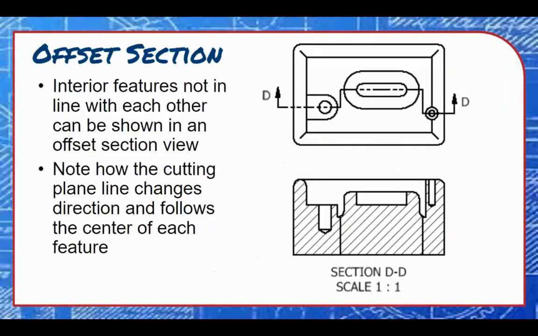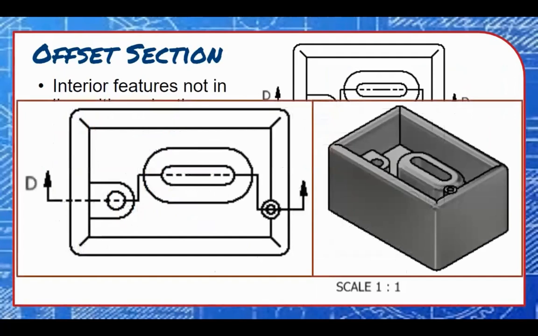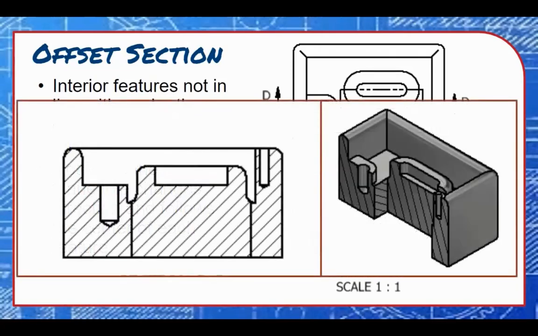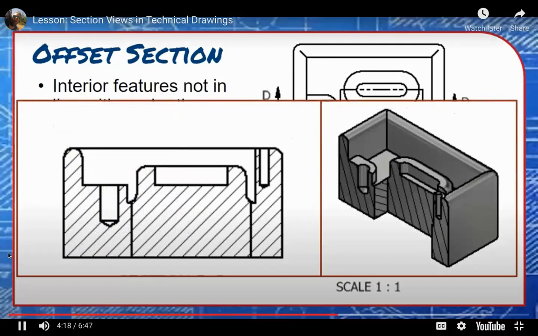Offset sections show multiple interior features in a single section view, even if the features don't line up with each other on the object. The cutting plane line changes direction as it travels through the part, slicing through the center of key features that would each need their own section view otherwise. The resulting section view isn't made from one straight cut, but from a strategic offset path created by the cutting plane line. This eliminates the need for several cutting plane lines and section views for a single part.